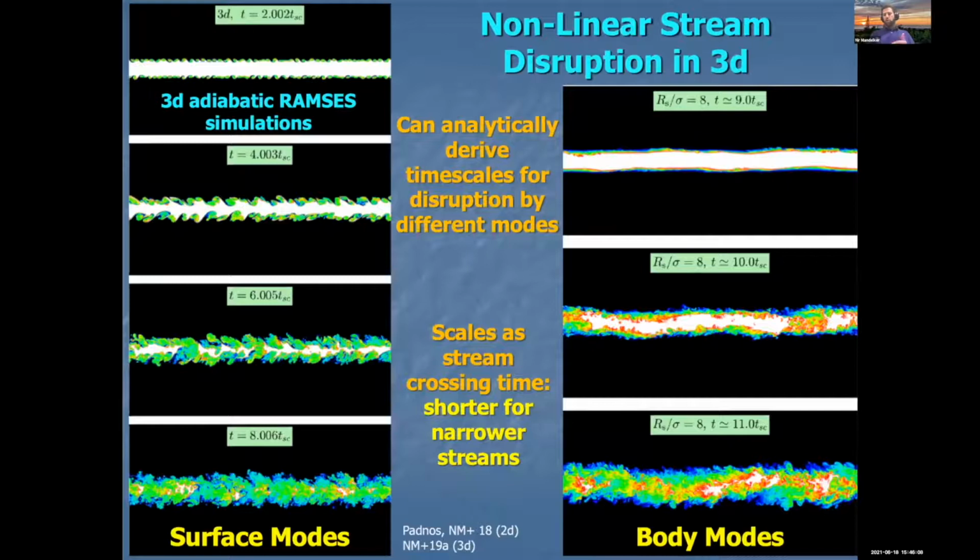And in fact, you can quantify that analytically. You can talk about the finite time for Kelvin-Helmholtz instability to completely annihilate the stream and completely mix it in with the background. That's very different from the linear growth rate. You can do this separately for subsonic flows or more supersonic flows. I don't have time to go into too many of the details here, but the point is that in both of these cases, unsurprisingly, the total disruption time will scale as a stream crossing time. It's much shorter the narrower the stream actually is.